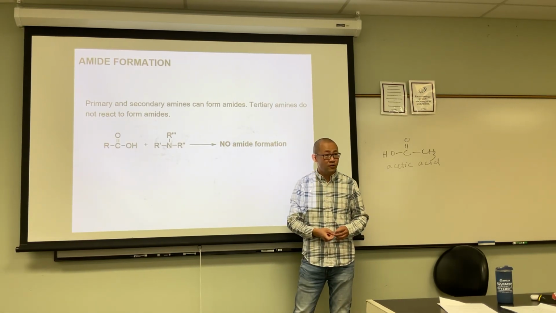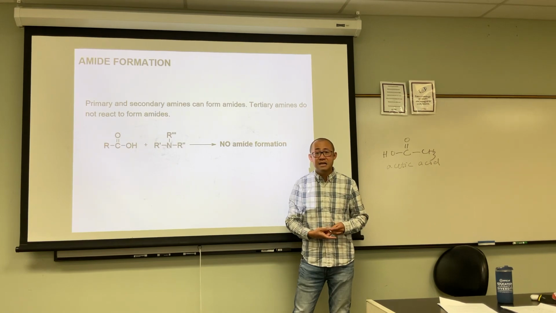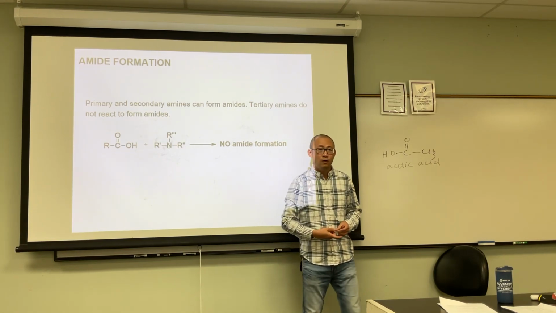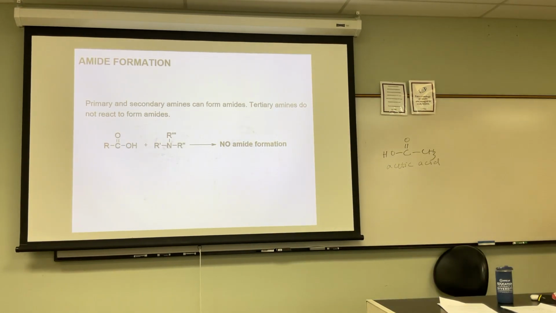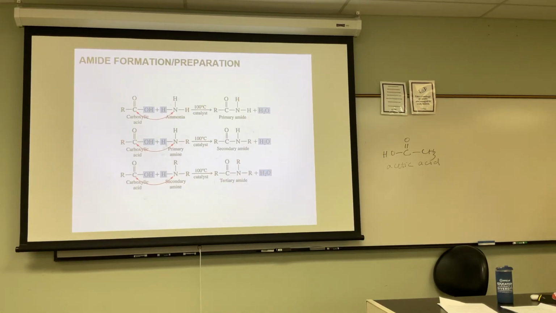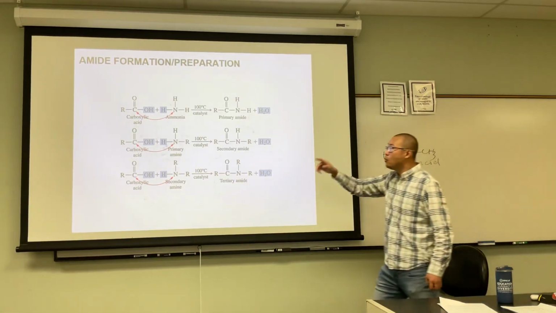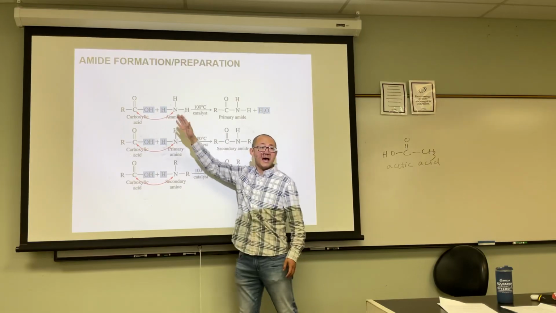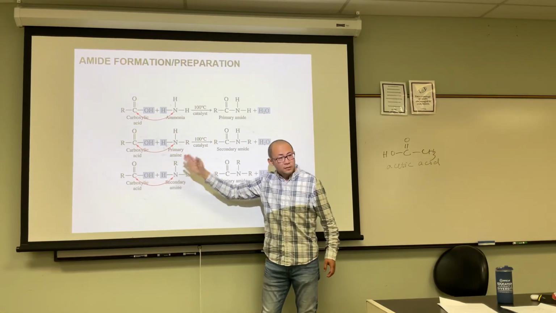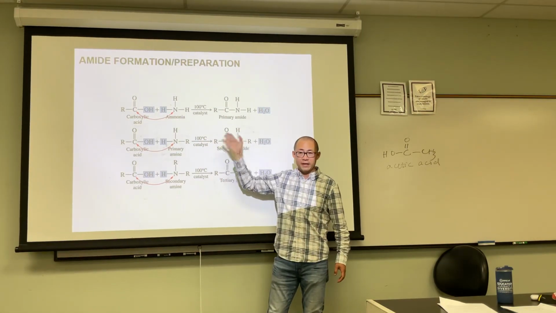Good? That's the first thing to notice about amide formation. In order to make an amide, you can only use what? Ammonia, primary, or secondary amine. They're all fine. They can make amides.